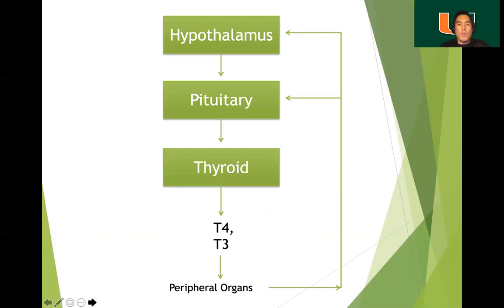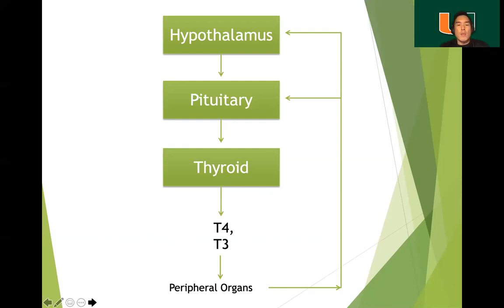So let's go back to the usual hypothalamic pituitary axis that I've mentioned in almost every lecture. Again, the hypothalamus and pituitary are the central control unit of the thyroid axis as well. The hypothalamus secretes TRH, which stimulates the pituitary gland to secrete TSH, right? Remember, TSH is not a thyroid hormone, it's a thyroid stimulating hormone.